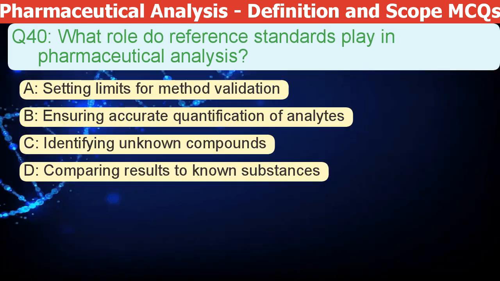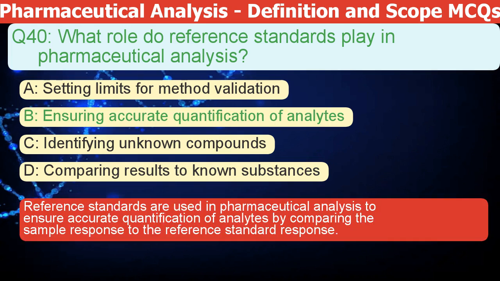What role do reference standards play in pharmaceutical analysis? A. Setting limits for method validation. B. Ensuring accurate quantification of analytes. C. Identifying unknown compounds. D. Comparing results to known substances. The correct answer is B. Reference standards are used in pharmaceutical analysis to ensure accurate quantification of analytes by comparing the sample response to the reference standard response.